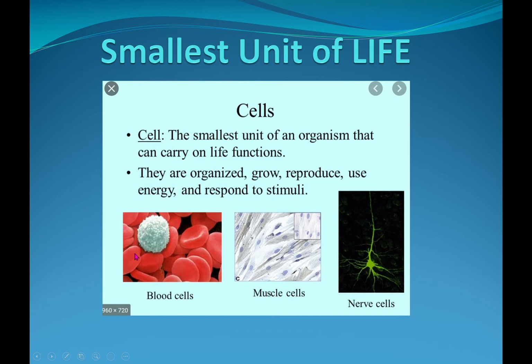Here are some different types of cells. Pay particular attention to the nerve cell. They have a body, and they have these extensions called dendrites. And this part here is an axon. So these dendrites and axons allow it to connect to the next nerve cell.